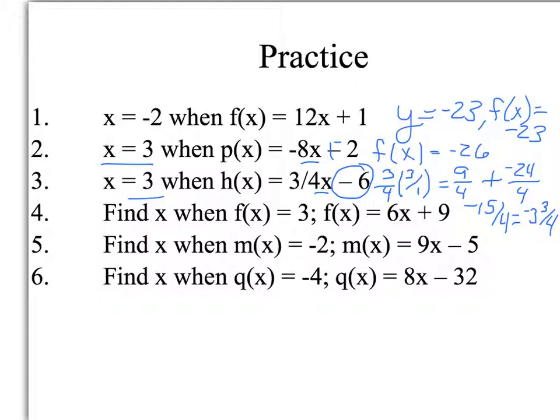For problem 4, I'm going to write the answer over here so I have a little more room. This one says when f of x is 3. So when y is 3, what is x going to be? When y is 3, x is going to end up becoming -1. In number 5, when m of x is -2, x is going to end up becoming -1/3.